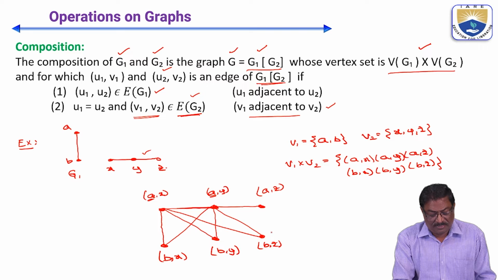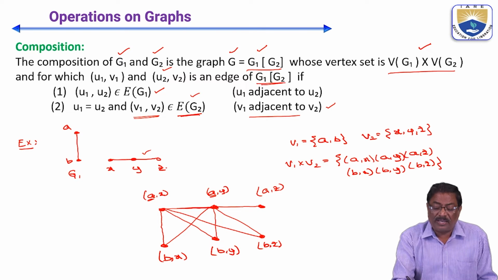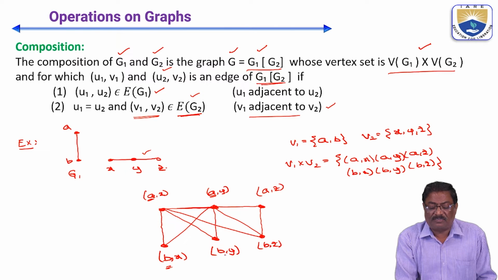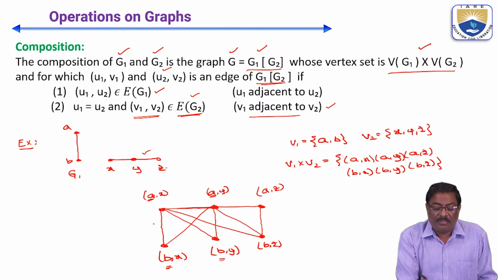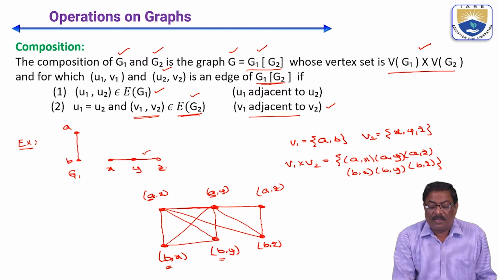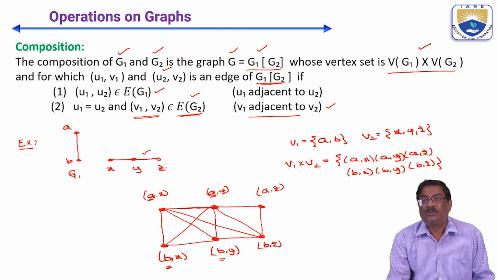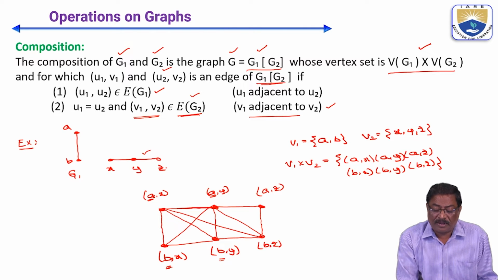And then the another one is, so here A is adjacent to B, A is adjacent to B, so I have to connect. Then whenever the edge's first vertices are same, then X is adjacent to Y, so I am going to connect this. And next similarly Y is adjacent to Z, so I have to connect this. So this is the graph of G1 of G2.